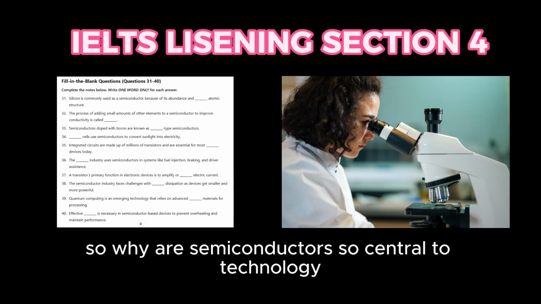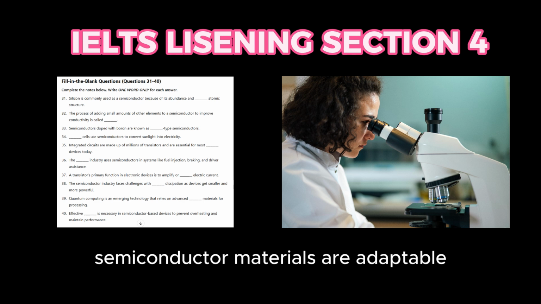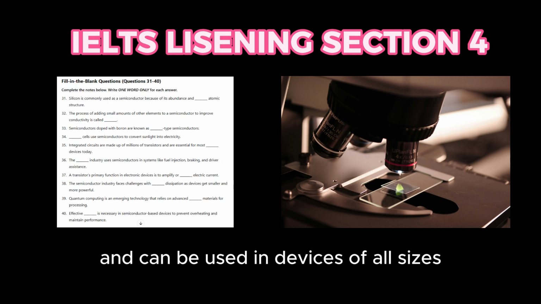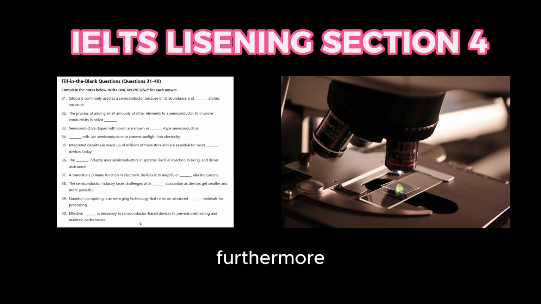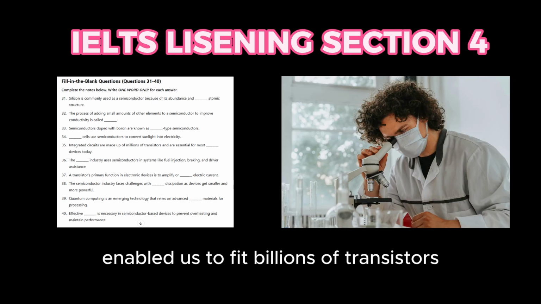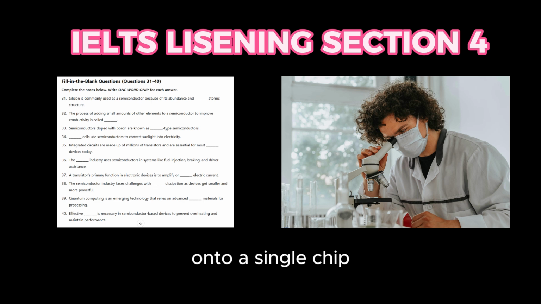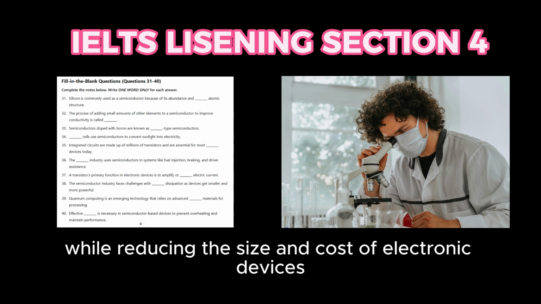So, why are semiconductors so central to technology? The answer lies in their versatility and scalability. Semiconductor materials are adaptable and can be used in devices of all sizes, from microscopic microchips to large solar panels. Furthermore, advances in semiconductor manufacturing have enabled us to fit billions of transistors onto a single chip, significantly increasing computing power while reducing the size and cost of electronic devices.